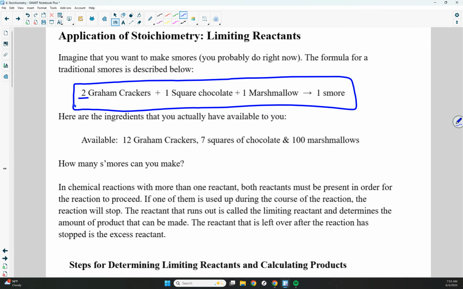So these numbers in front of the ingredients, we can think of these as the coefficients, and they're like the coefficients in a chemical equation. They give us the ratio. So we have a 2 to 1 to 1 to 1 ratio up here, which means we need 2 graham crackers for every 1 square of chocolate and 1 marshmallow, and those will all make 1 s'more.